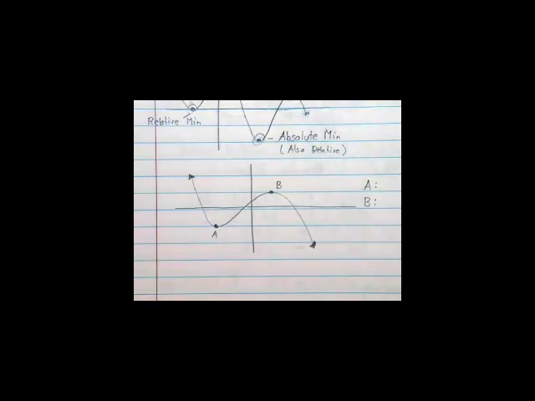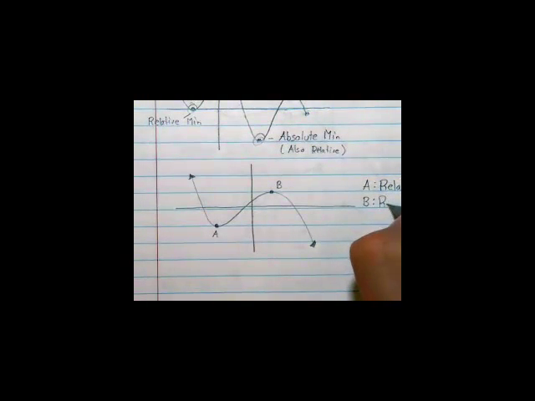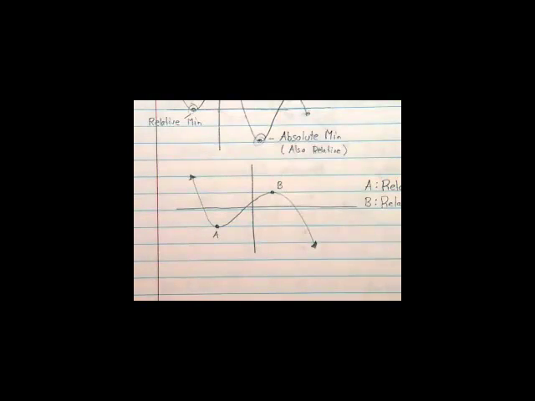Okay, so what's A? It's a relative min. And what's B? And that's a relative max. So, there is no absolute max, right? There is no absolute min.